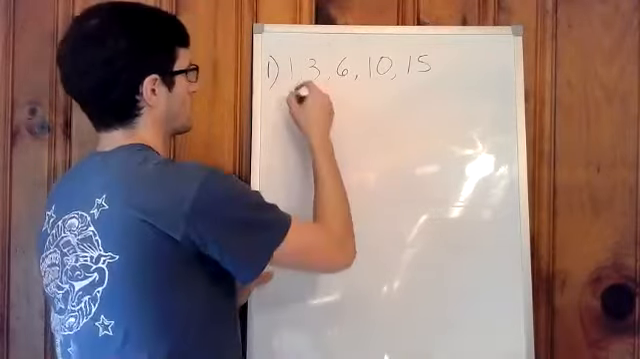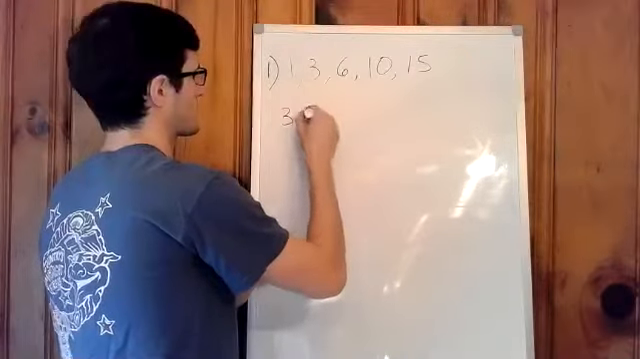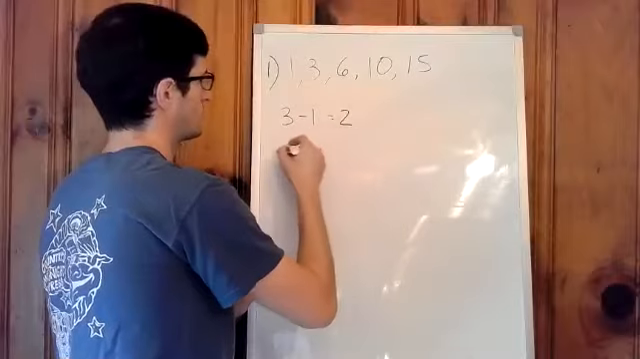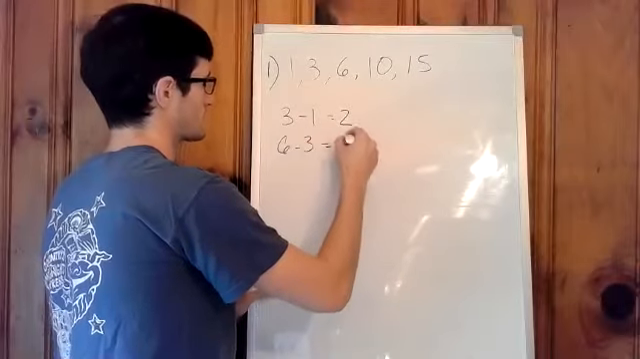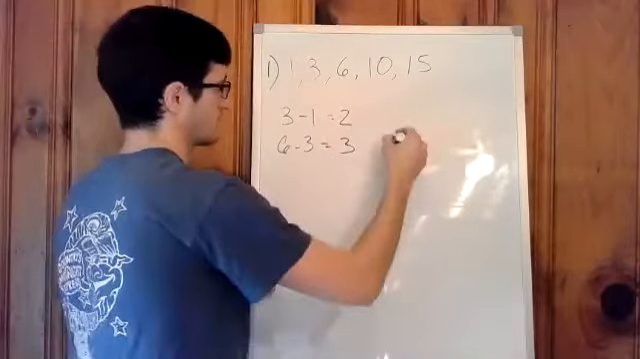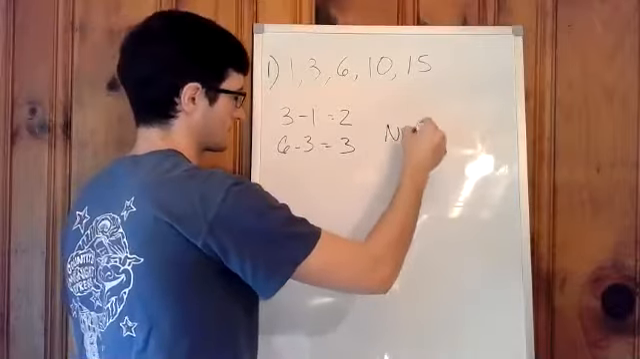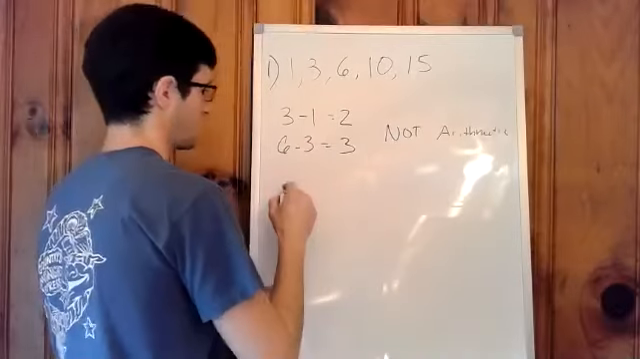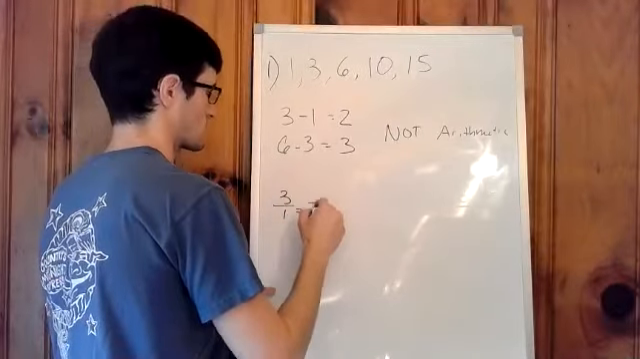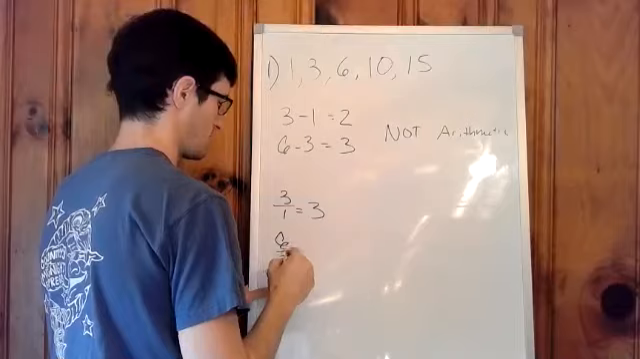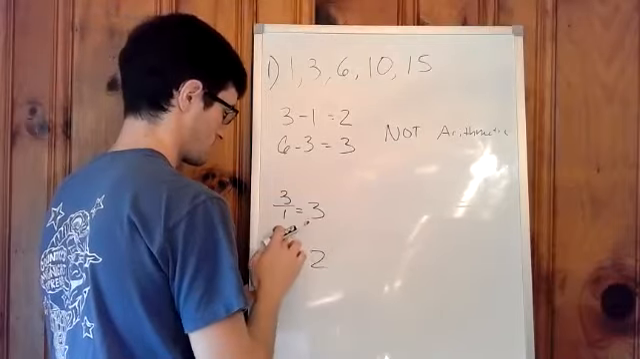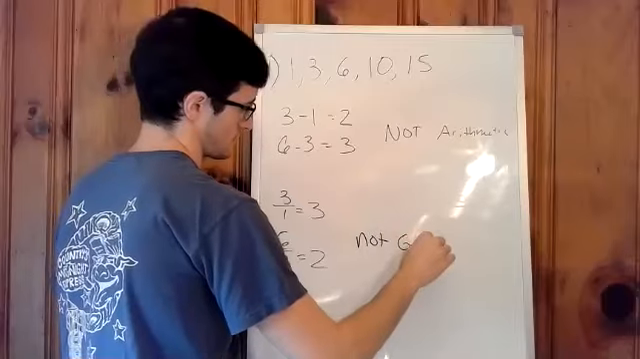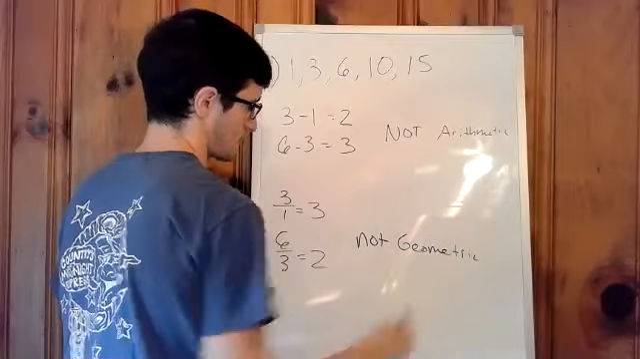So let's just check for arithmetic. 3 minus 1 is 2. 6 minus 3 is 3. Not arithmetic. Then let's check geometric. 3 divided by 1 is 3. 6 divided by 3 is 2. So it's not geometric. So it's neither.